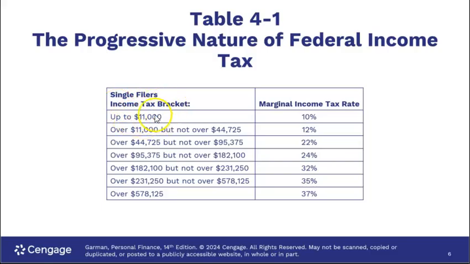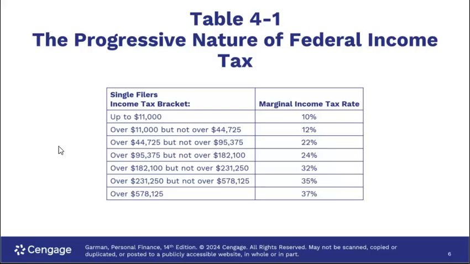It's up to $11,000, you pay 10%. Over $11,000 but not over $44,725, you pay 12%. So if you go down to the bottom, if you make over $578,125, you pay 37% on the money that's over $578,125. And we will do tax liability calculations. That'll be one of the items on the first exam.